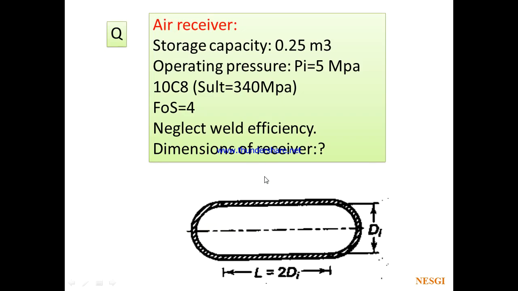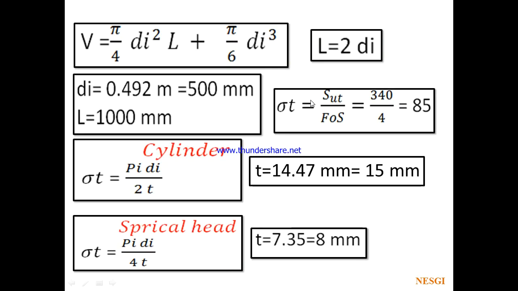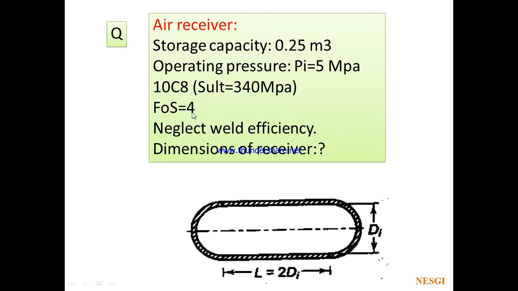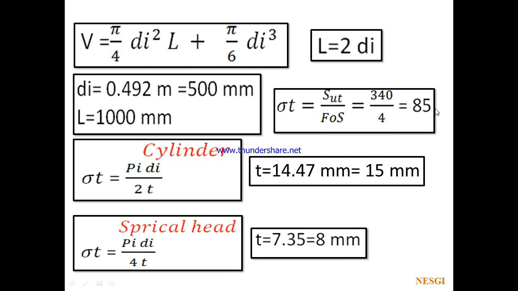Again, thickness, we have to calculate the thickness. So here there are two sections. First is cylinder, next is sphere. So we have to calculate the thickness of cylinder and thickness of the sphere separately. So allowable stress for the material is 85. That is ultimate 340 by FOS is 4. 340 by 4 is 85. Sigma T allowable stress is 85 Newton per mm square.